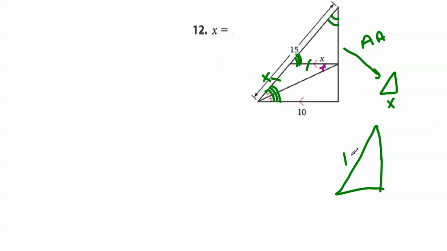And this is going to be 15, and this is going to be 10. Alrighty, so we can set up a proportion. The only thing is, what do we call this right here? Well, that's just 15 minus x. So this part right here is 15 minus x. And then I could do apples to apples and oranges to oranges. So I'll do 15 minus x over x is equal to this whole thing, 15 over 20.